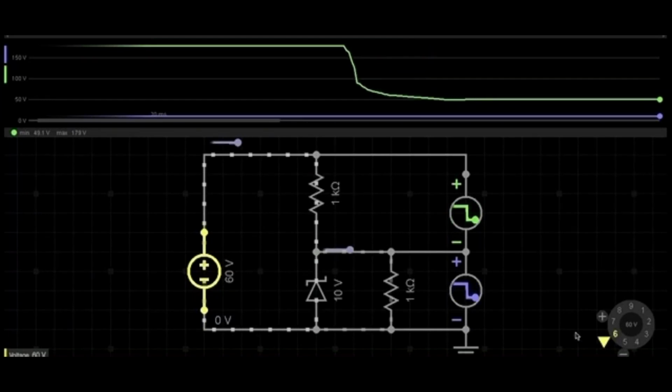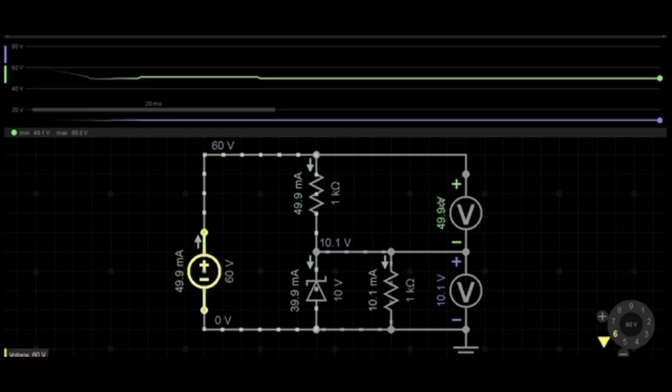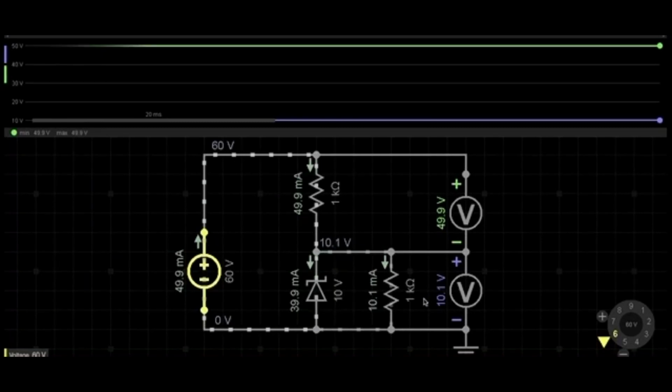What you can see is that the voltage across the electrical load is still remaining as 10 volt, and the voltage across the dumb load is now reduced to 50 volt. So keeping the voltage across the electrical load constant, the entire remaining voltage is dropped across the dumb load, which means it's a power consuming circuit.